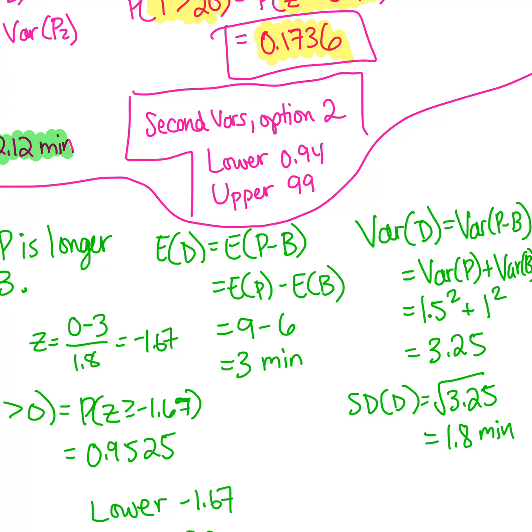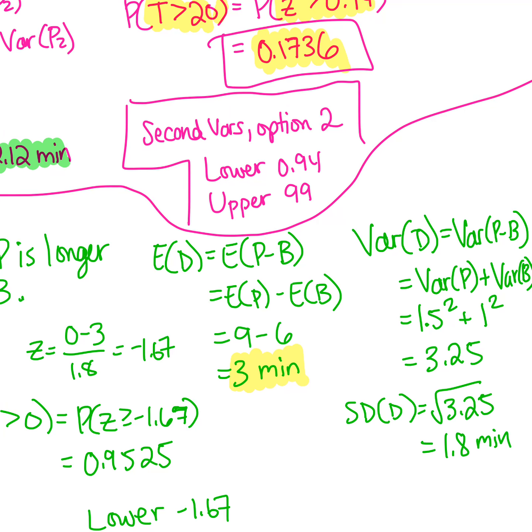And if I want to find the expected value here, I simply subtract. And so that takes me an average of 9 minutes to package. It takes me an average of 6 minutes to box. 9 minus 6 gives me an average of 3 minutes. Remember, variance, if it wants you to subtract, you need to add the two variances to each other. But we do not know the variances, we know the standard deviations. When I square the standard deviations, I get the variance, so 1.5 squared and 1 squared, and I get 3.25, but then I must take the square root of that, and it gives me 1.8.